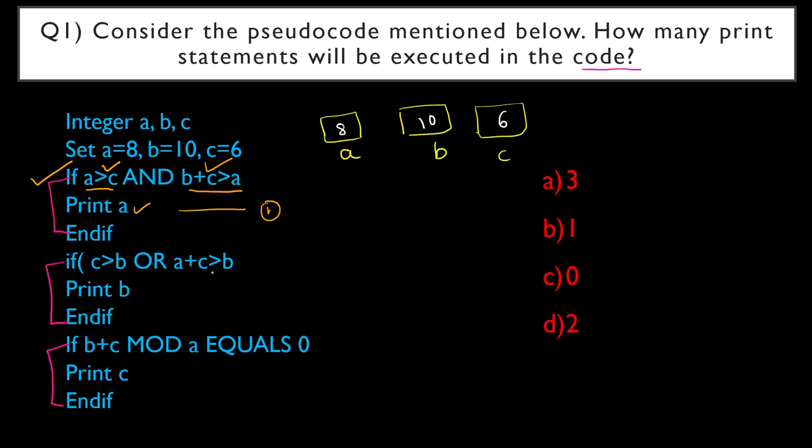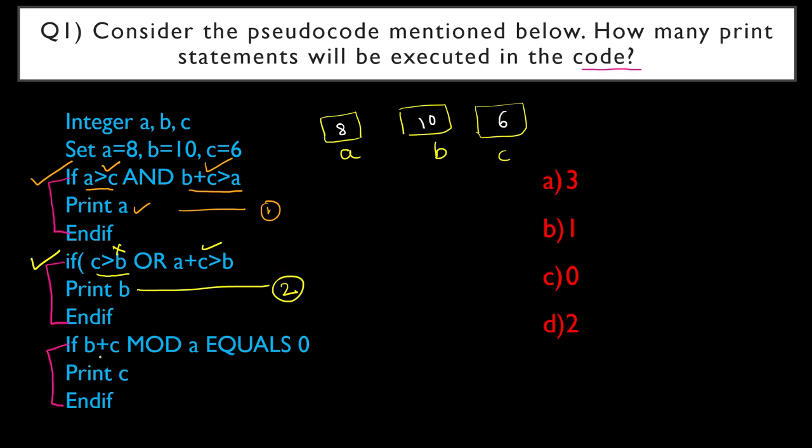Now again check the next condition. The next condition is if C is greater than B. The value of C is 6, the value of B is 10. So this condition is false because C is lesser than B. Or we have an OR condition here. Remember, A plus C is greater than B. The value of A is 8, C is 6, 8 plus 6 is 14, and 14 is greater than B, that is 10. This is true. Since this is an OR condition, it needs at least one of these statements to be true, hence this statement is true. Our print statement will be executed, so we have totally executed two print statements.